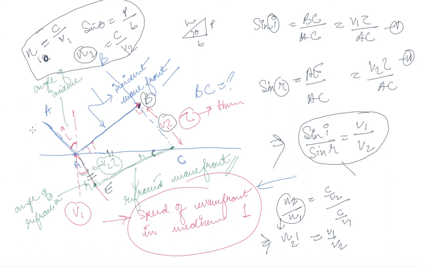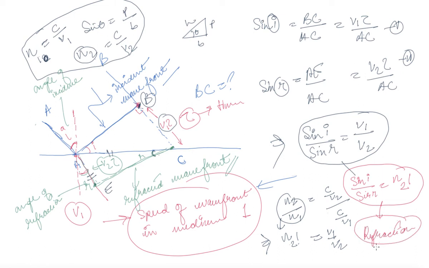So this particular equation, sine I upon sine R, is written as the refractive index of medium 2 with respect to medium 1, and this is nothing but Snell's law or the law of refraction. And this is how we can easily prove that Huygens' principle holds true for refraction and reflection.